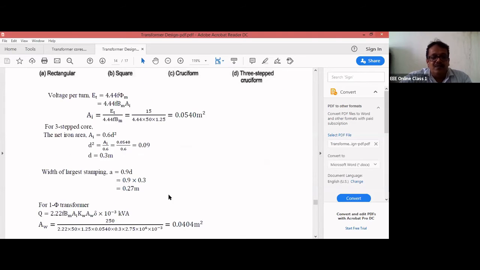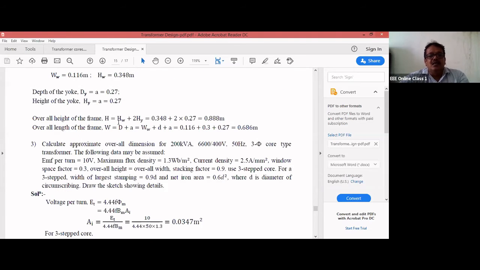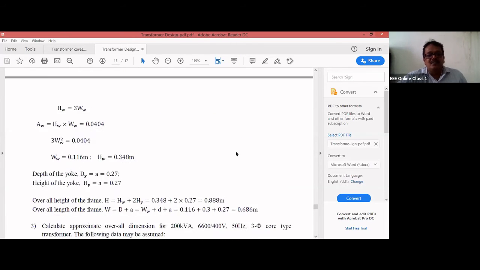If you don't know the value of D, it is nothing but the distance between the adjacent limbs, the distance between the center of the two adjacent limbs. So WW plus D plus A. The WW I know, D I know, and A I know. So put this one and 0.686. But in the previous problem, I directly calculated based on the data, D is already there. Otherwise, you use this formula WW plus D plus A. This is once again a simple problem, the second problem.